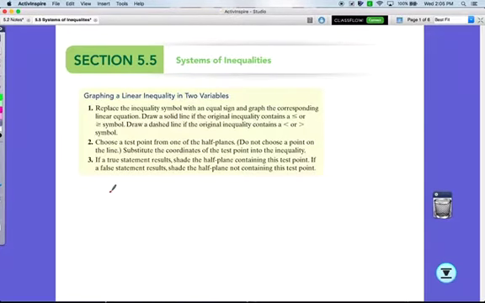All right, section 5.5, the last section in college algebra. All right, systems of inequalities.